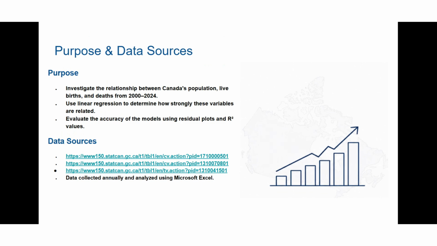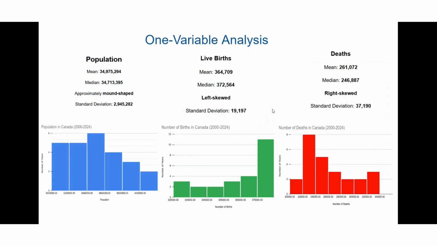Before comparing the relationships between the independent and dependent variables, I first analyzed each data set individually. So here's my one variable analysis. I calculated the mean, median, modal interval, IQR, range, and the standard deviation. I did not include the modal interval, range, or IQR on here as I didn't feel they were as important as these other things.